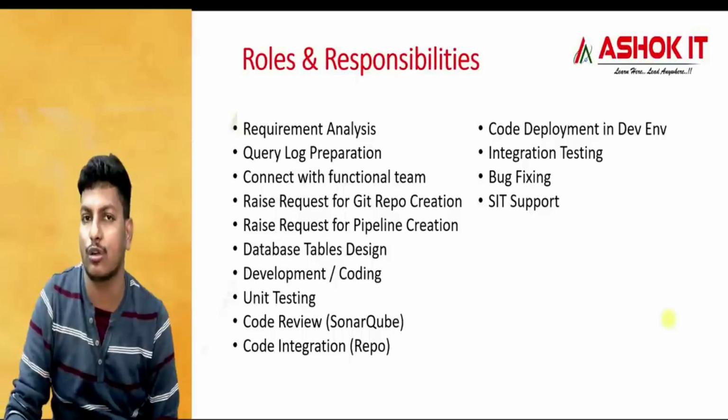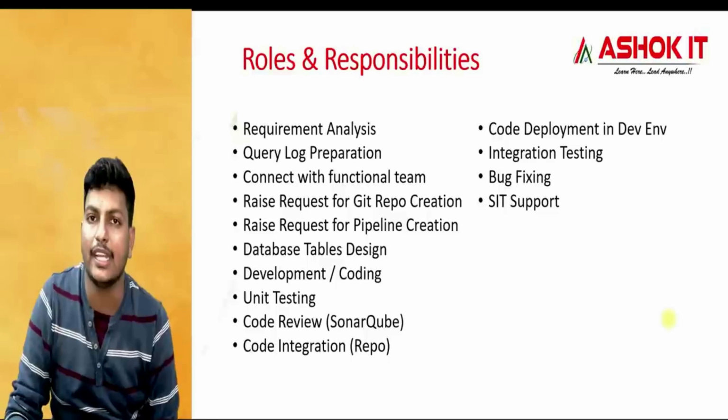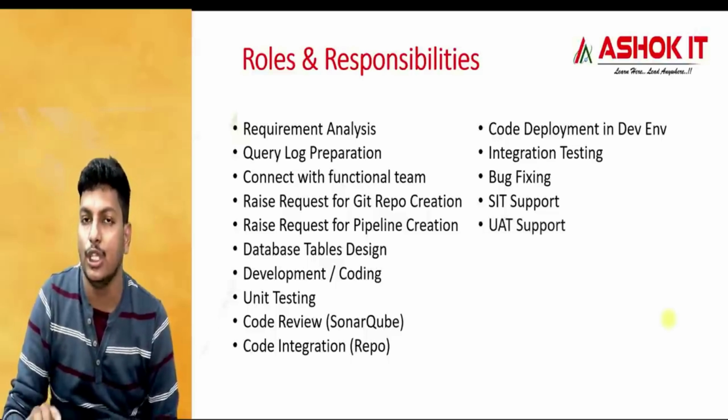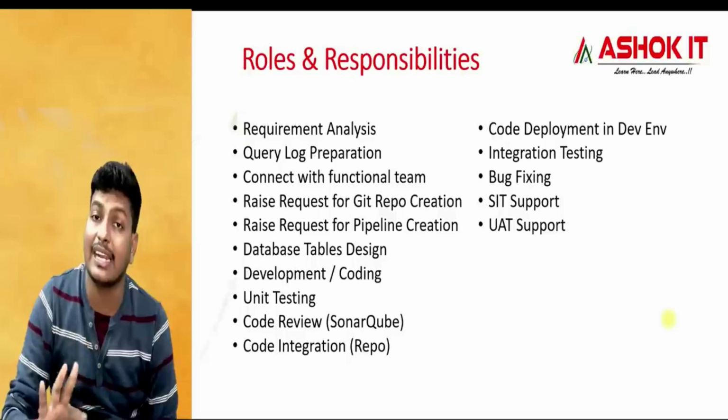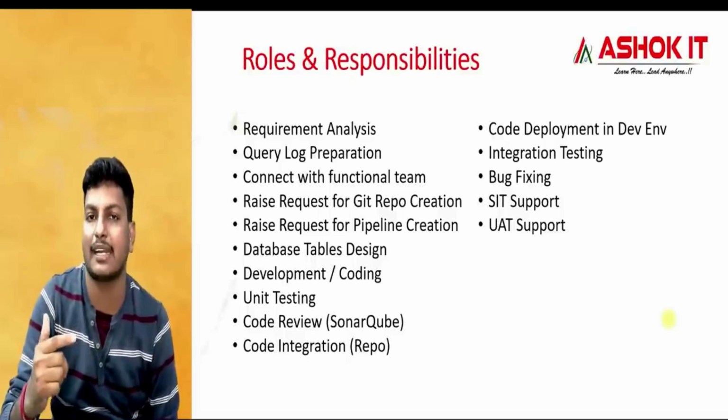So they will approve our code as SIT passed. Once our code is passed in the SIT, then our code will be promoted to UAT. UAT stands for User Acceptance Testing. UAT will be done by the client or client side team. So they will again test our application. Is it working as expected or not?